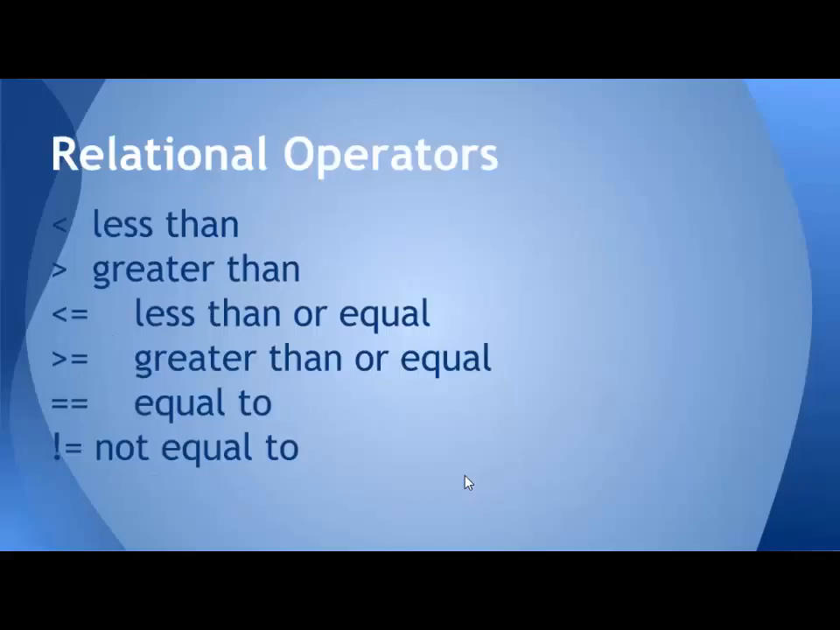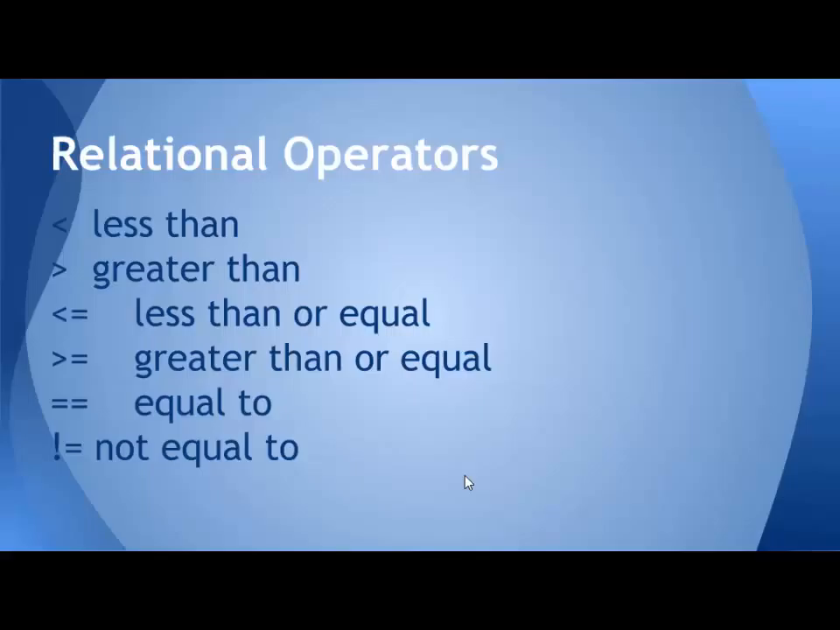Relational operators. These are used when you're comparing one thing with something else, and we've seen these in other languages, but less than, greater than. They have these compound ones, like less than or equal to. Since we don't have that on our keyboard, we have to kind of manufacture it. So we put 2 of those together, and that's pretty consistent in most languages. The equality operator, equal to, is 2 equal signs. And then there's another one, not equal to. Not in a lot of C-derived languages is an exclamation point.